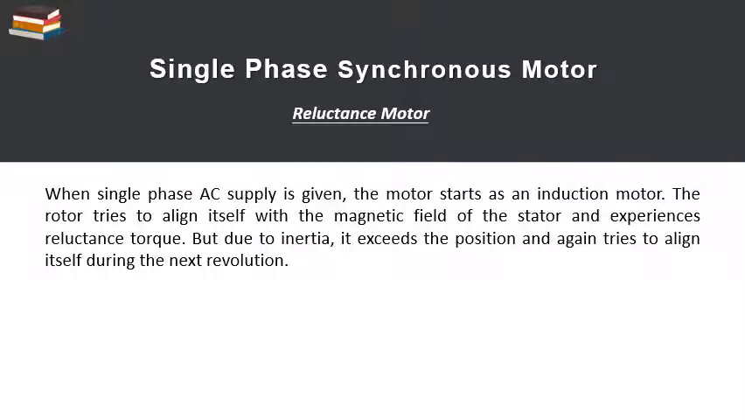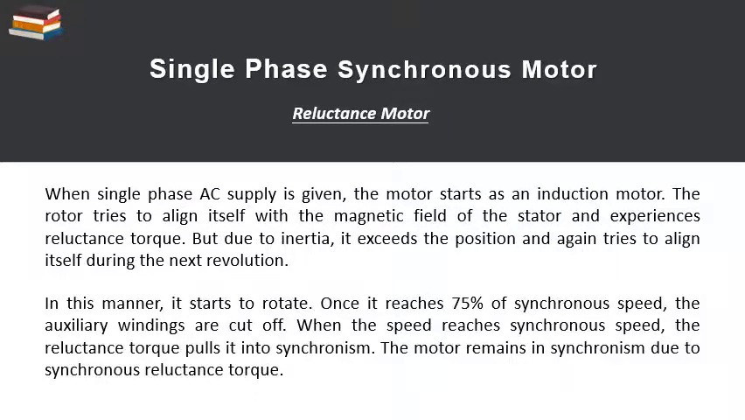When single phase AC supply is given, the motor starts as an induction motor. The rotor tries to align itself with the magnetic field of the stator and experiences reluctance torque. But due to inertia, it exceeds the position and again tries to align itself during the next revolution. In this manner, it starts to rotate. Once it reaches 75% of synchronous speed, the auxiliary windings are cut off, and when the speed reaches synchronous speed, the reluctance torque pulls it into synchronism. The motor remains in synchronism due to synchronous reluctance torque. So this is all about the synchronous reluctance motor.